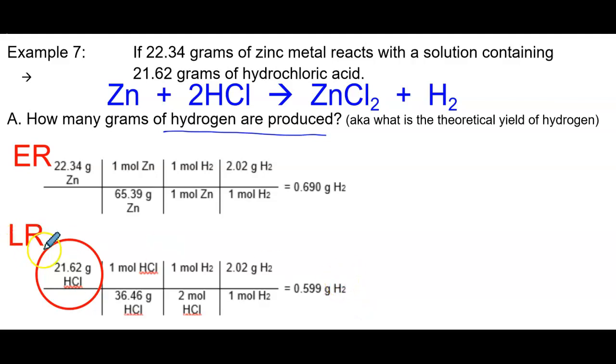So it is my limiting reactant, therefore resulting in zinc being my excess reactant, meaning I'd have extra zinc left over in my test tube, and all my hydrochloric acid would have been used up, being able to produce 0.599 grams of hydrogen.